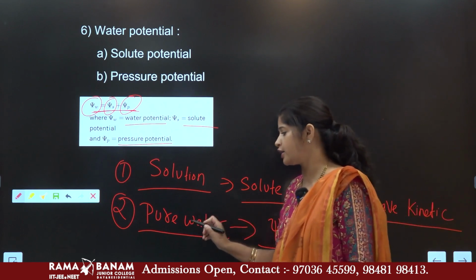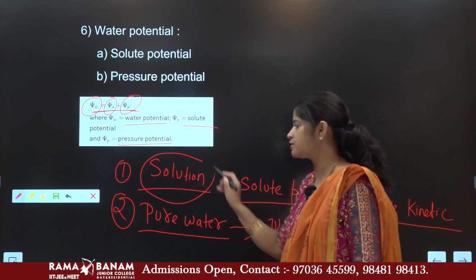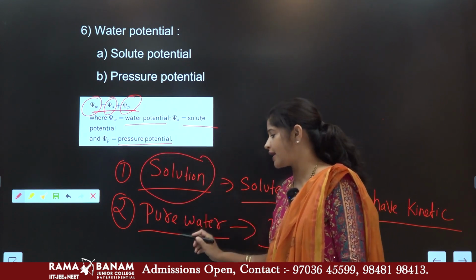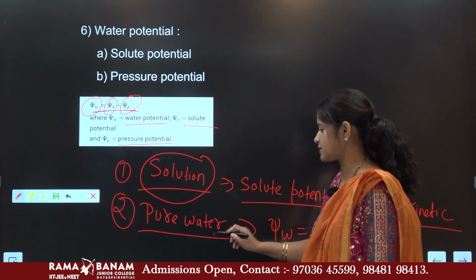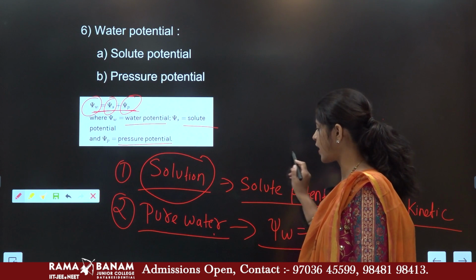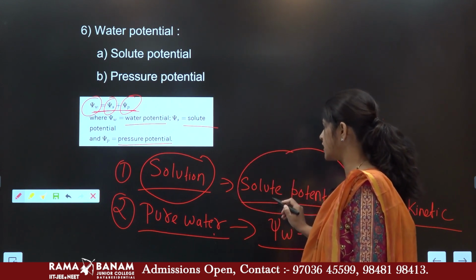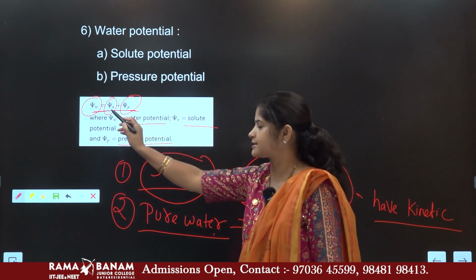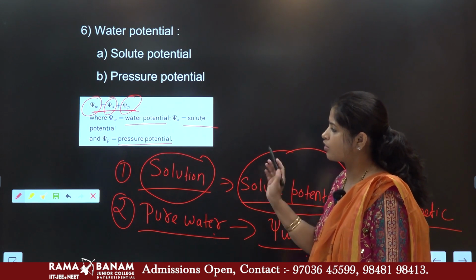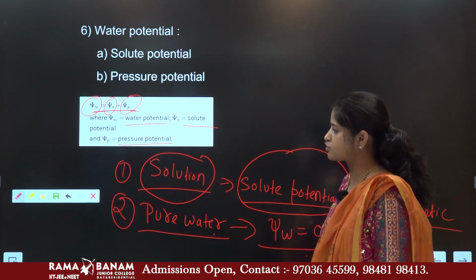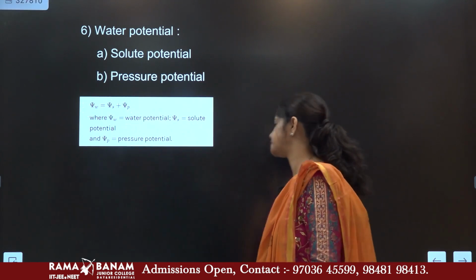Now to pure water, if you are adding solutes, what is it becoming? It is becoming a solution. So when you are adding solutes to pure water, the water potential decreases. That decrease in water potential is called the solute potential. Solute potential is denoted by psi s. Okay, and related to that is the pressure potential. So they are all related. It is also for the transport of molecules. Next we will see here.